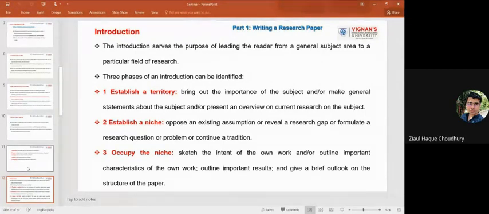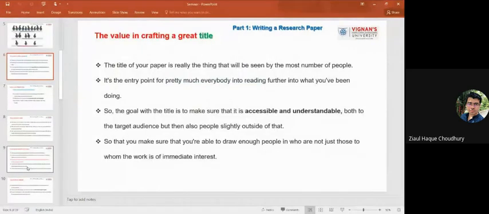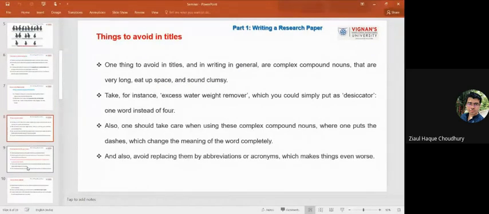So I talked about the abstracts. Now I am going to talk about the introduction part. I have moved almost 10, 11 slides.